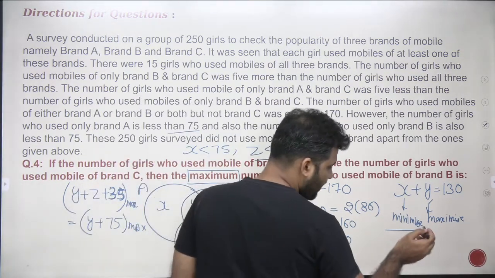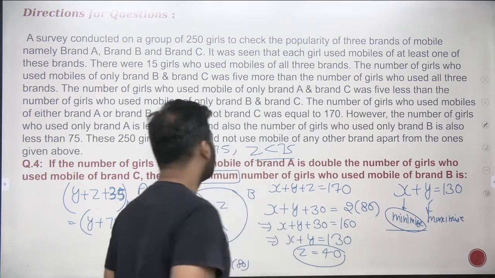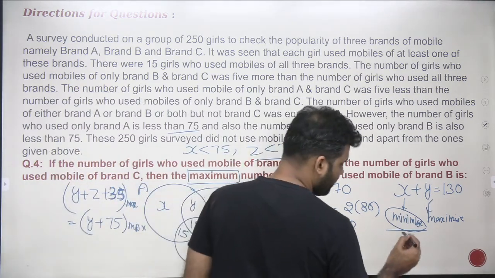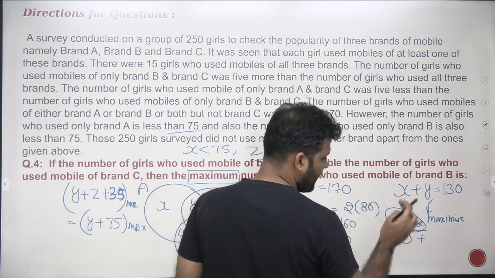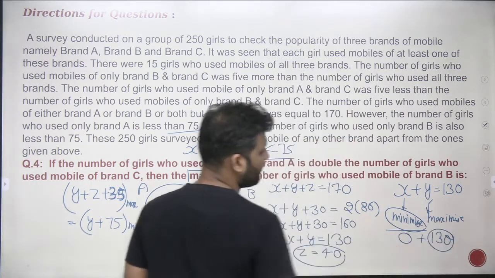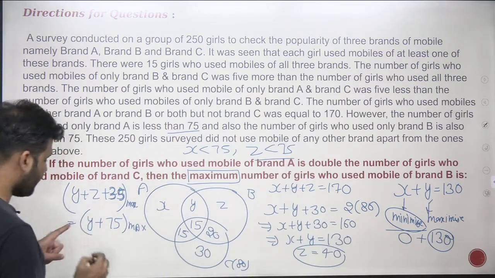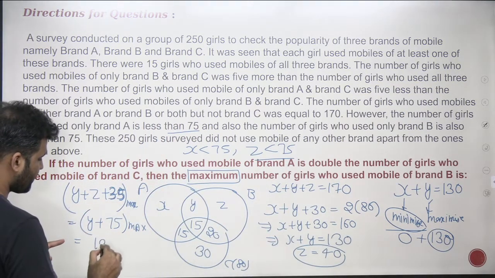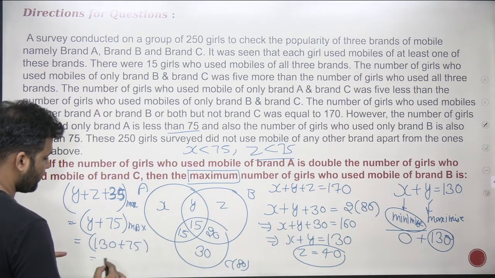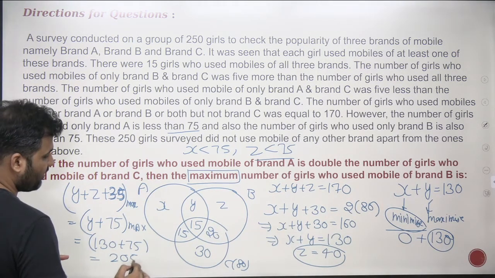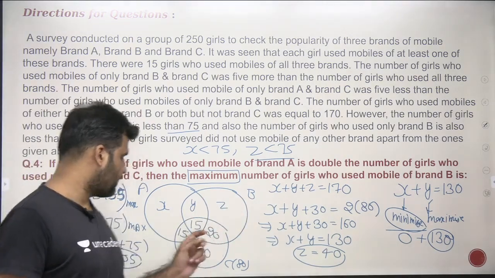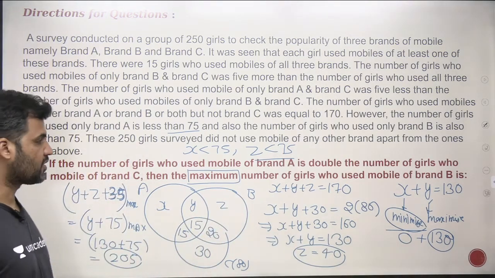So tell me, if I have to put a value less than 75, what is the minimum possible value? It can be 0, right? So if I put x as 0, the maximum possible value of y will be 130. And if I use this maximum possible value of y here, I'll get my maximum answer. 130 plus 75. So the answer will be 205. The maximum number of girls who used mobile of brand B will be 205. This will be the answer of the question.